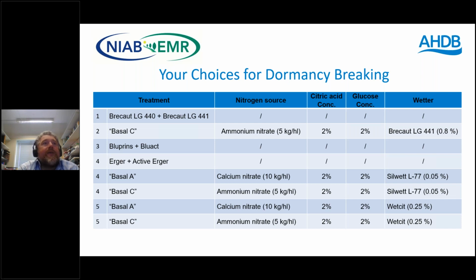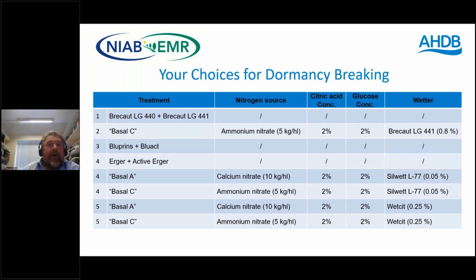So the best is the Breakout, but the chances of that being available in the UK are probably remote. We then have our Basal C formulation with the Breakout wetting agent, Blueprints and active Erga. So when we get to the Erga, the Basal A and the Basal C with Silwet added, we get into the realms of what is probably most useful for growers, which are the easiest products to work with and the easiest and the most readily available.